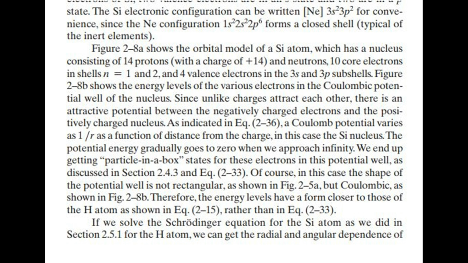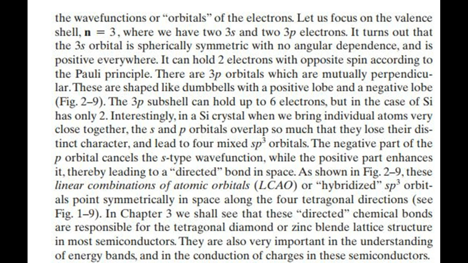for the H atom, we can get the radial and angular dependence of the wave functions or orbitals of the electrons. Let us focus on the valence shell, n equals 3, where we have two 3s and two 3p electrons. It turns out that the 3s orbital is spherically symmetric with no angular dependence, and is positive everywhere. It can hold two electrons with opposite spin according to the Pauli principle. There are three 3p orbitals which are mutually perpendicular. These are shaped like dumbbells with a positive lobe and a negative lobe, Fig 2.9. The 3p subshell can hold up to 6 electrons, but in the case of Si has only 2.